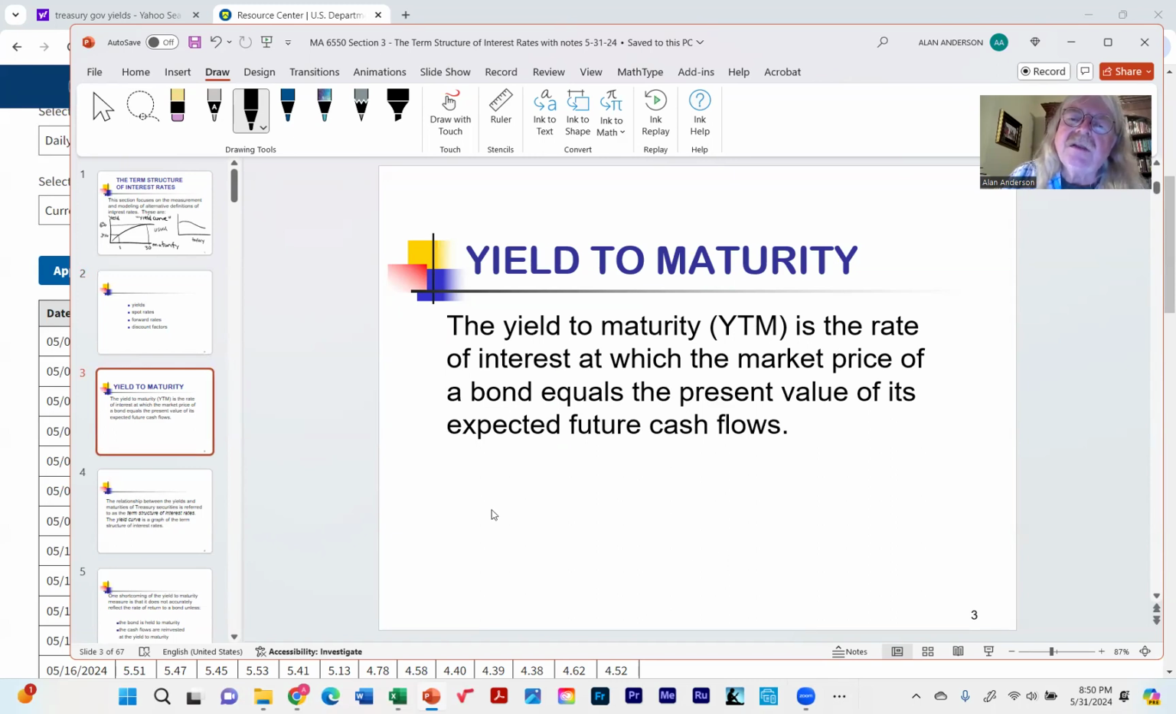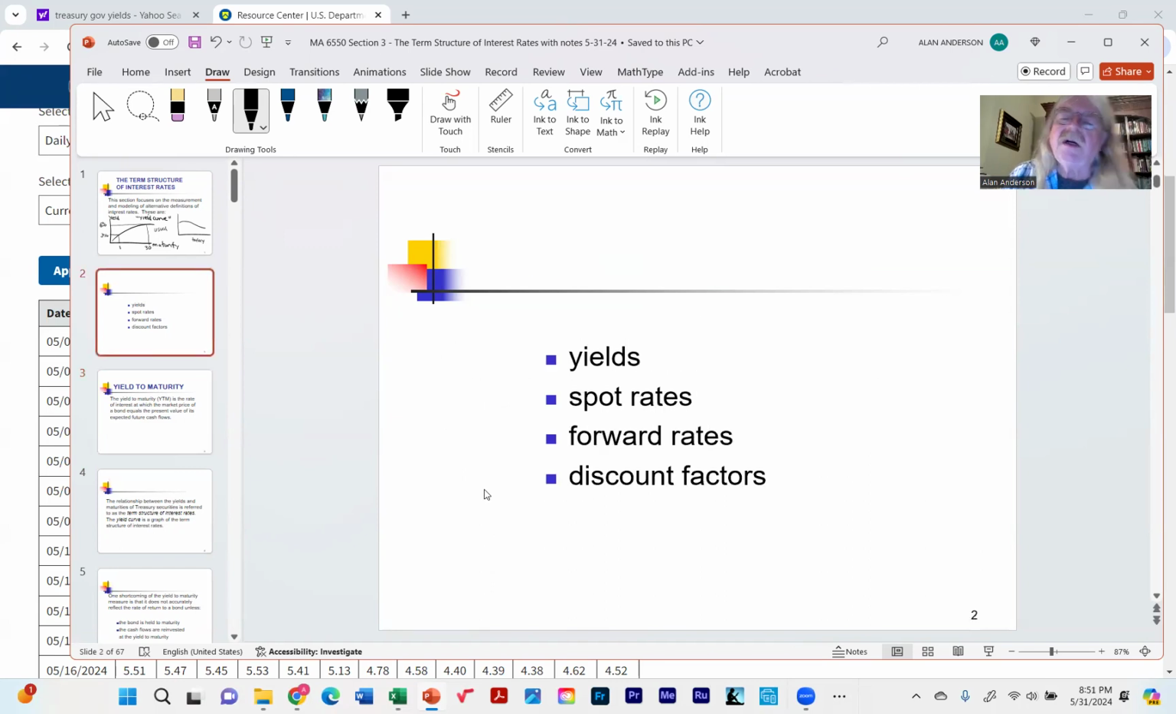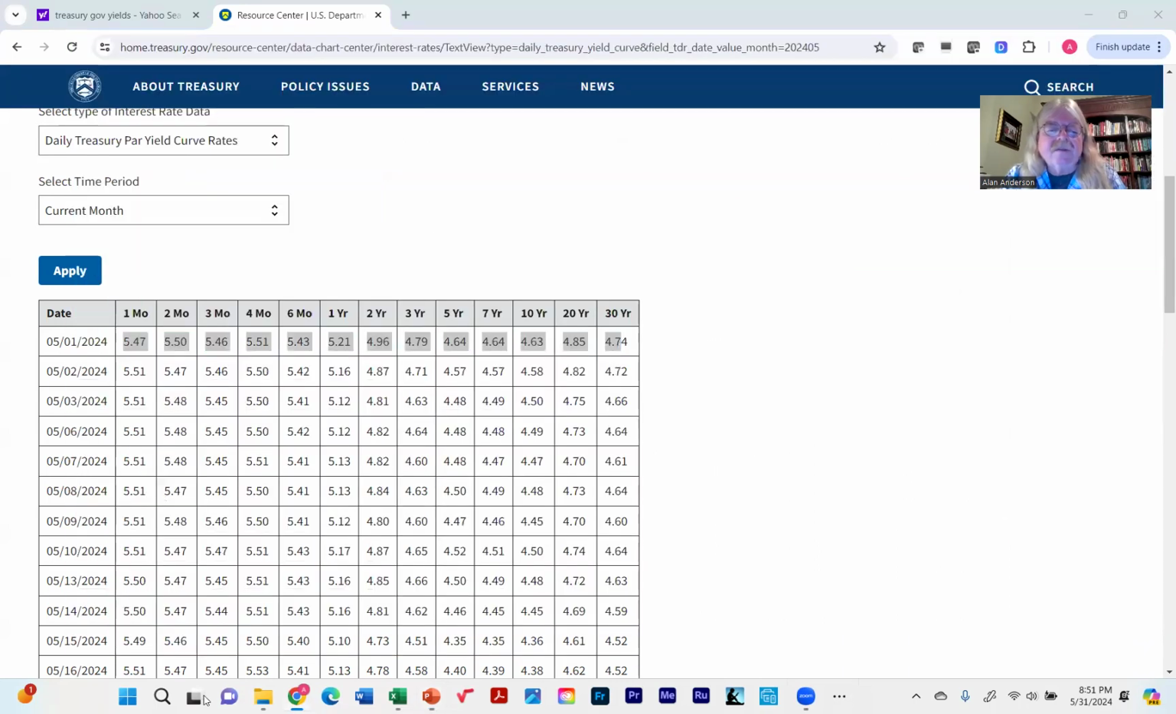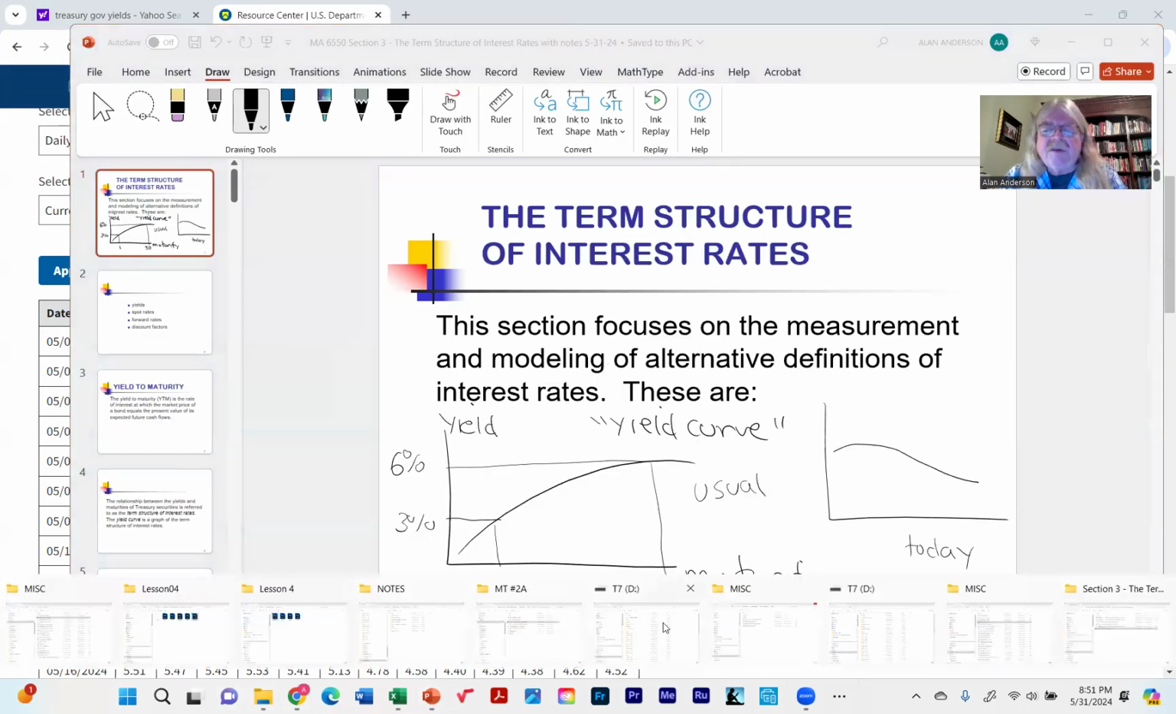So the yield to maturity, as I started to say yesterday, is basically the number. Oh, actually, for this, I would like to go back and grab the pricing formula from the previous section.